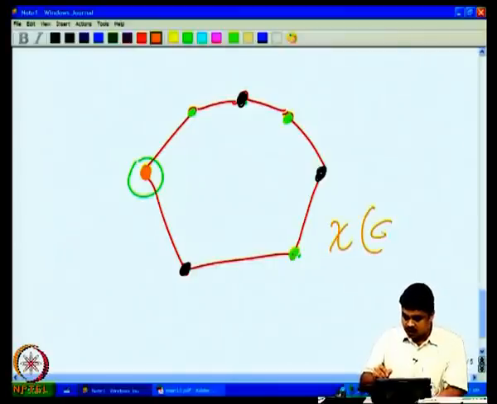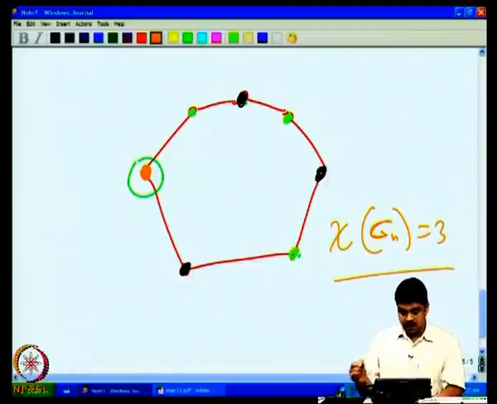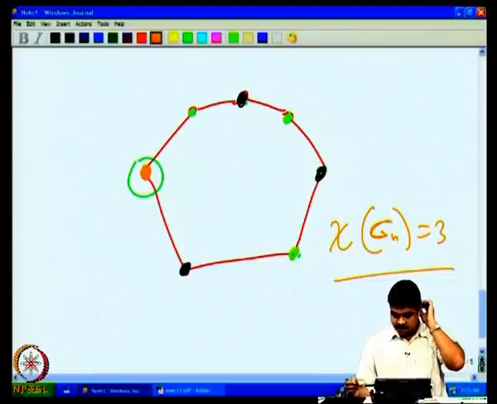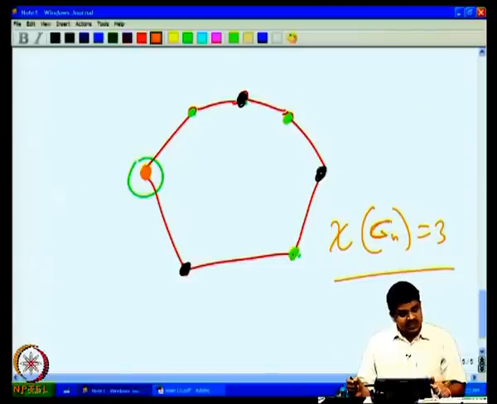Chi of Cn equals 3 when n is an odd number. If it's an odd length cycle, then we need 3 colors. So between odd cycles and even cycles there is a difference. Odd cycles require 3 colors, the even cycles require only 2 colors.